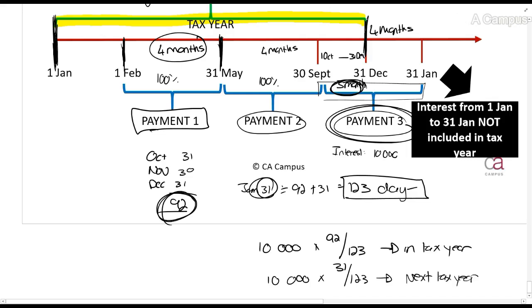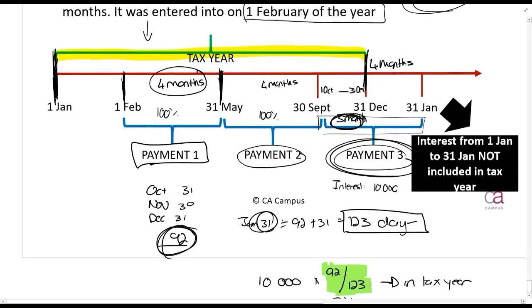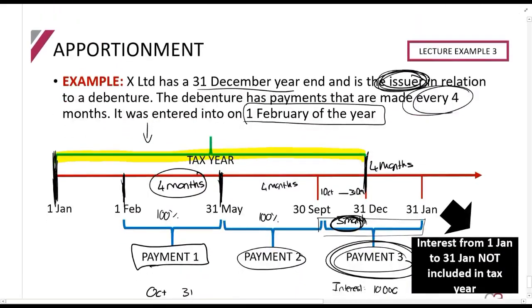So basically, this is the most complicated they can make it, by having you apportion it. And you will also see that in your lecture example. Great, and that is it for section 24J.